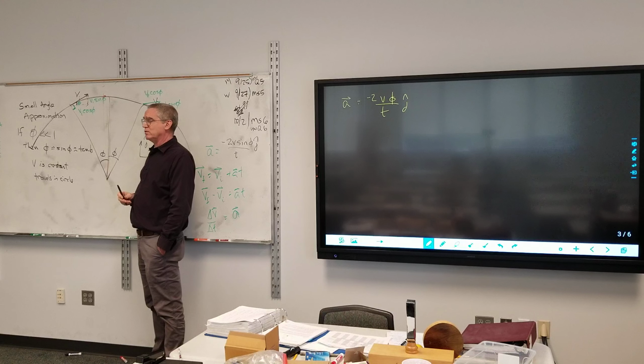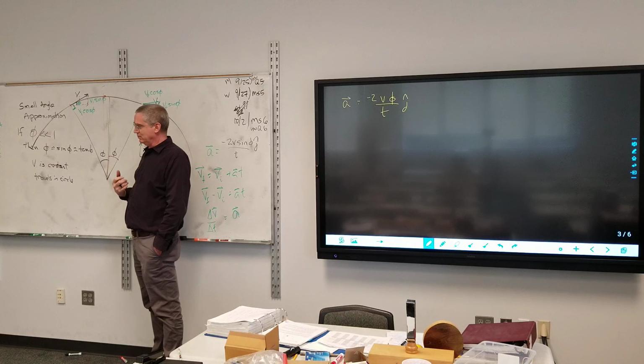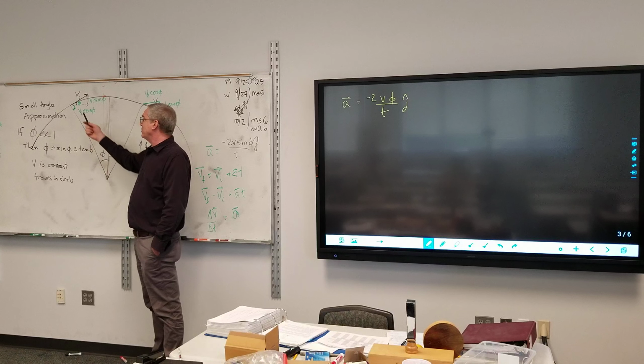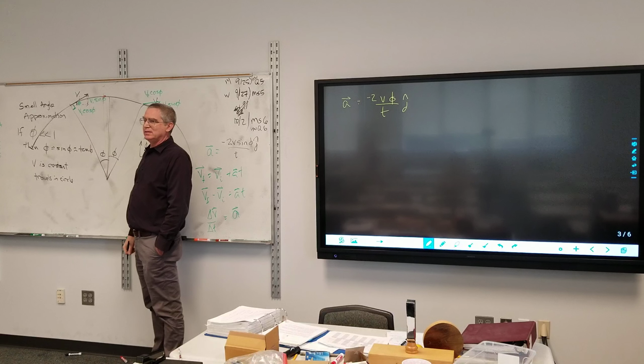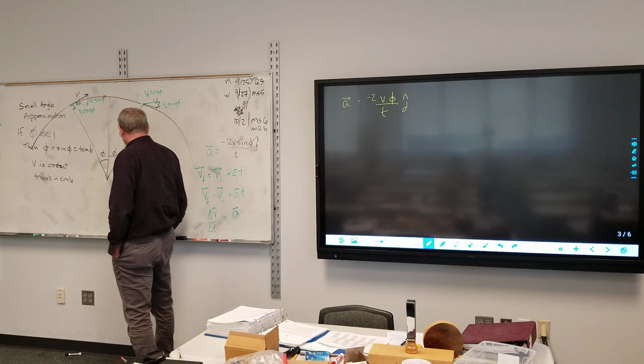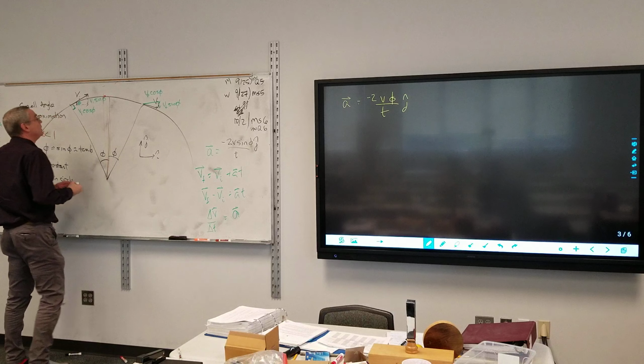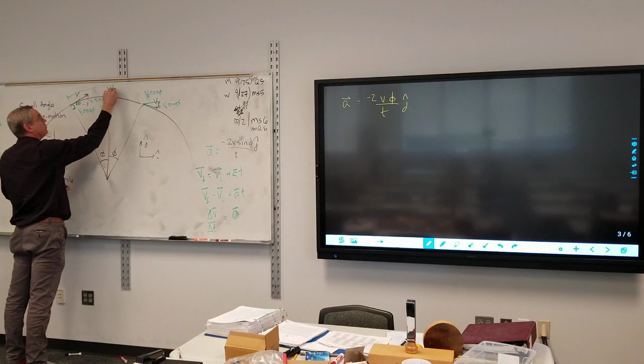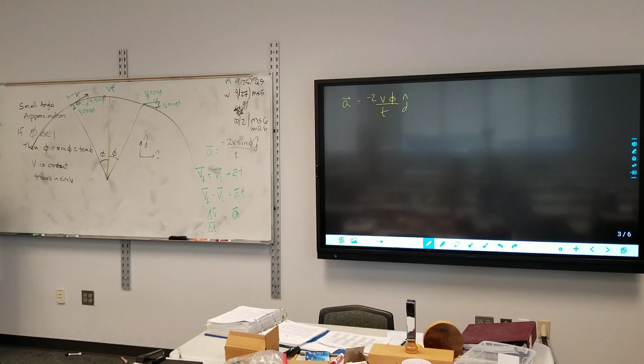If you travel at 50 meters per second for 10 seconds, how far did you go? Yeah. So if I'm traveling at some speed v for some time t, how far did I go? vt. Yeah. So this distance here, from here to here, is just vt. That's also the arc length.